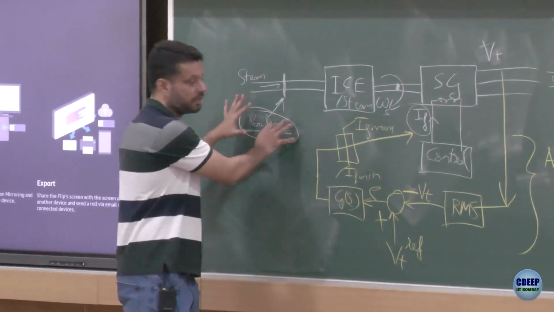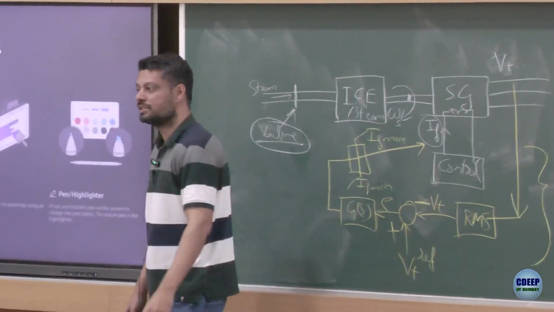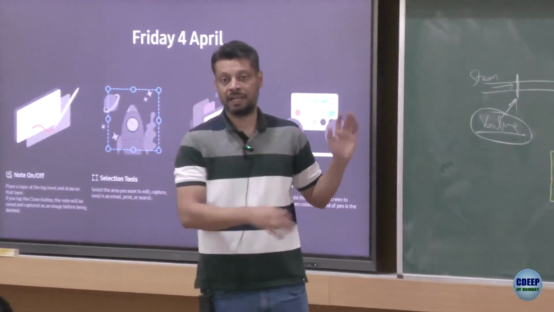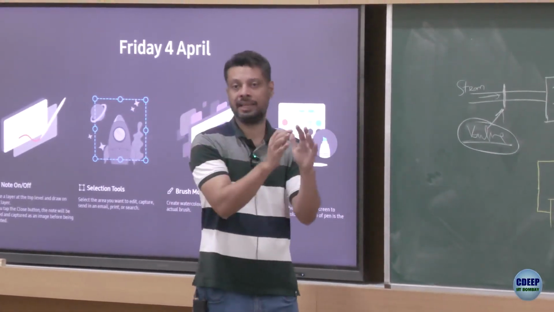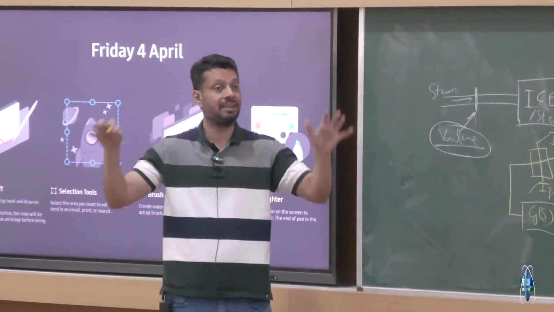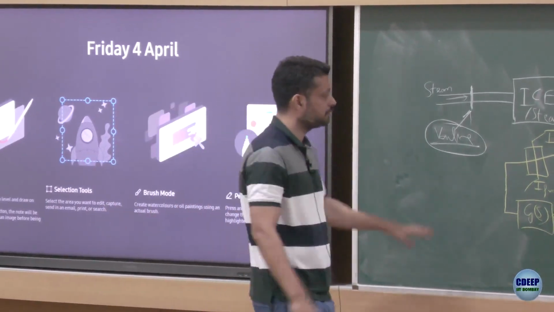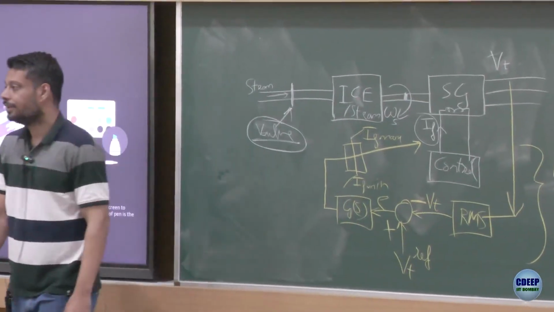Anyways, we have still not used this part, we will use it soon, but is this part okay? This is called the automatic voltage regulator, and remember we are talking about one generator feeding standalone loads. We are still not talking about the grid where multiple generators are connected together, which we will do subsequently, but this part is okay. Any doubts?